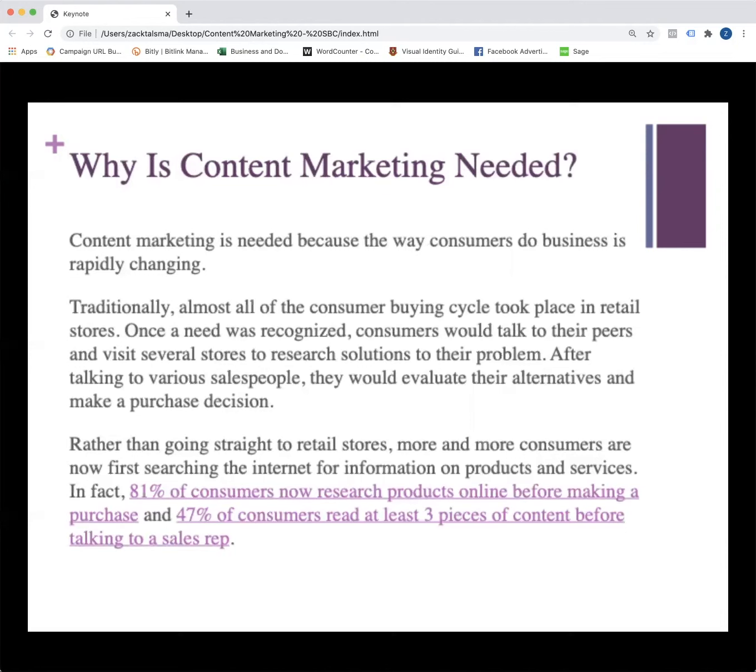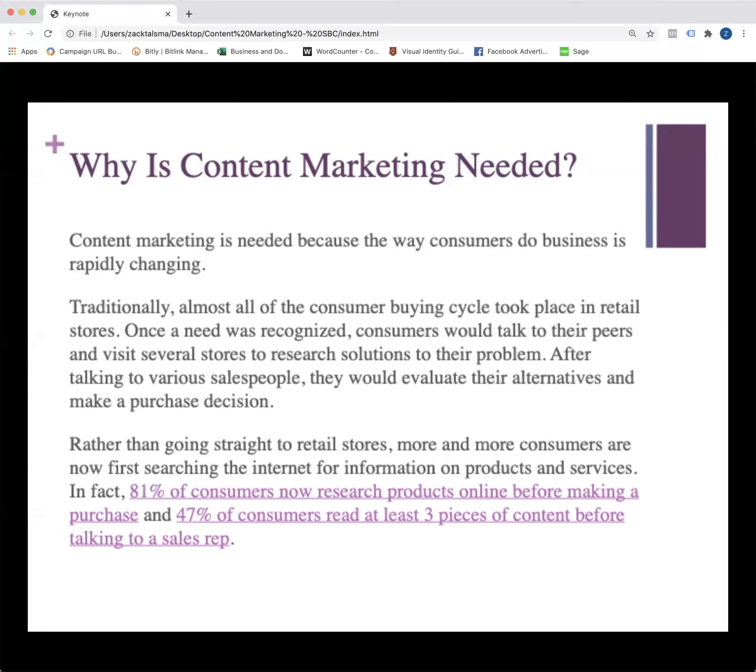So why did we just talk about that? And why is it relevant to content marketing? Content marketing grew out of a change in the way that consumers do business. Traditionally, almost all 4 of those stages, other than the initial need recognition, took place in a retail store. Before the internet, if you had a need, how would you solve it? You'd either ask people you knew, or you'd go down to some stores to figure out different solutions to filling that need that you had.